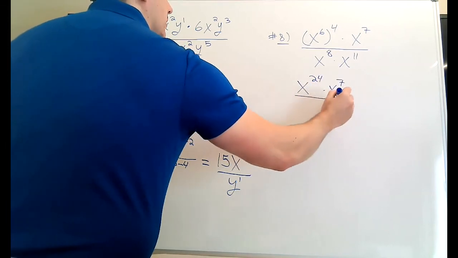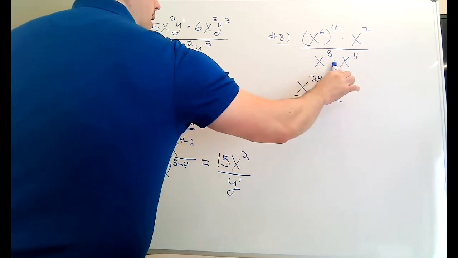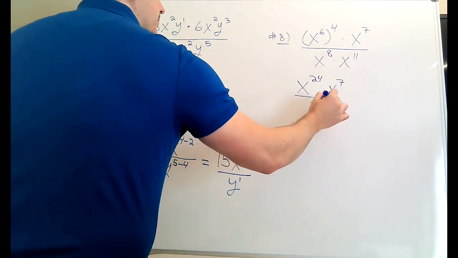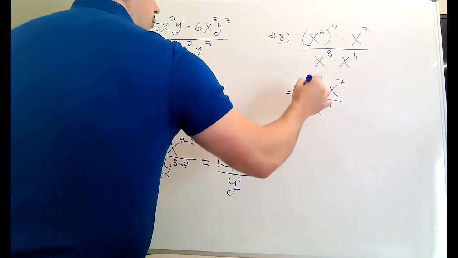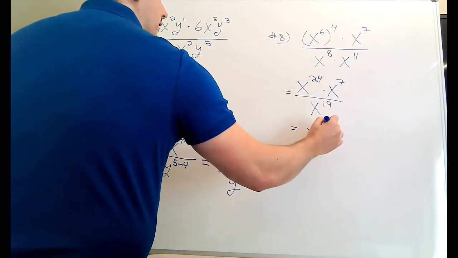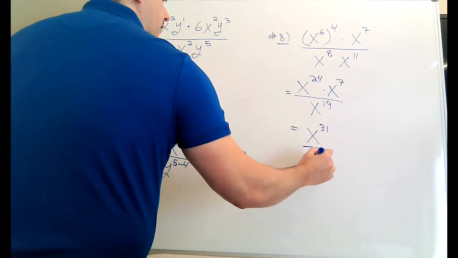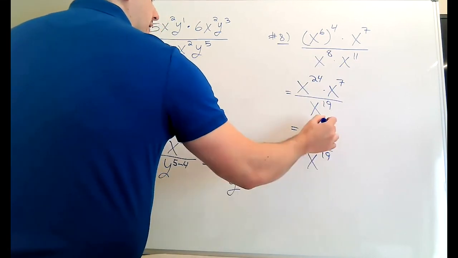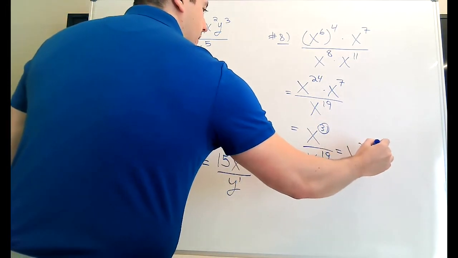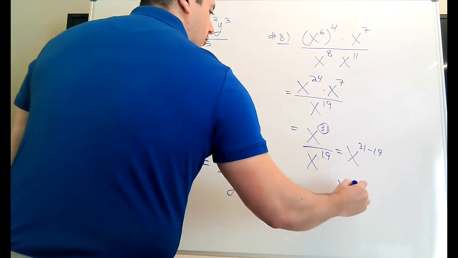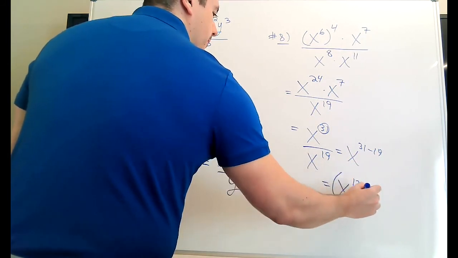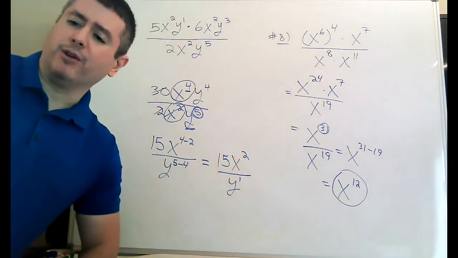Now the bottom, I may as well put them together. You're multiplying, so you add 8 plus 11 is 19. But then I have to add the ones on the top too. I have 24 plus 7. That makes 31, if I'm not mistaken. And you have 19 on the bottom. Again, the top is greater. So I'm going to do 31 take away 19, right? You subtract them. So I believe that's 12.